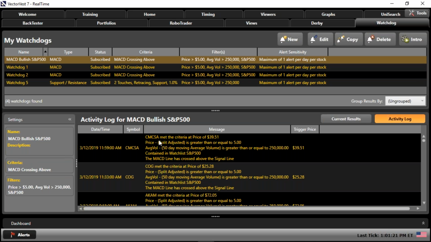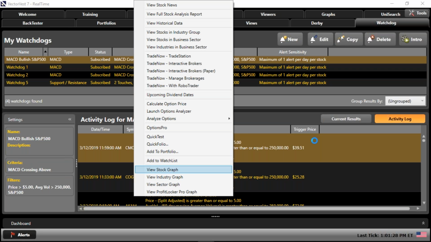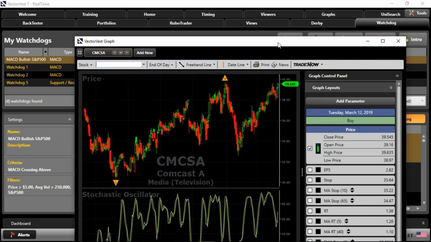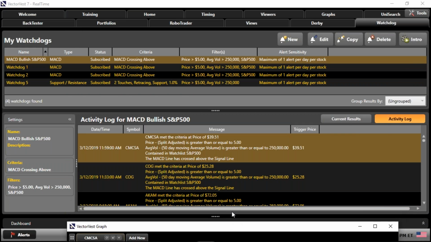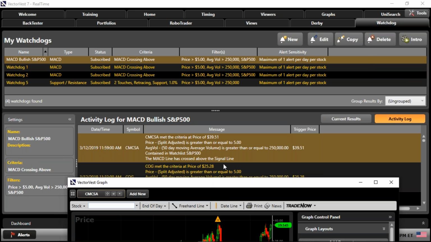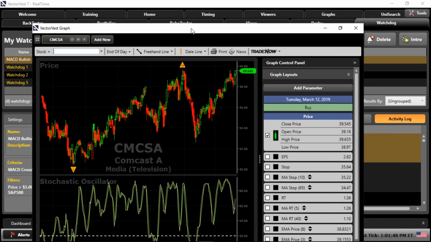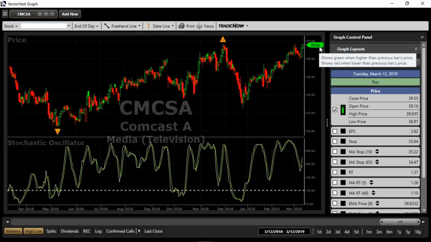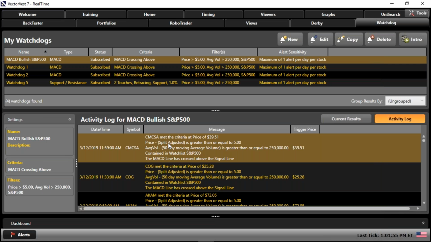When CMCSA's MACD first turned bullish, it happened at 11:59 a.m. this morning. If I right click, if I view the graph, oh, I'm sorry, it tells you the price, $39.51. So CMCSA met the criteria at $39.51. That was the price of the stock at 11:59 when its MACD first crossed. It's about 4 or 5 cents higher now. It's $39.55.